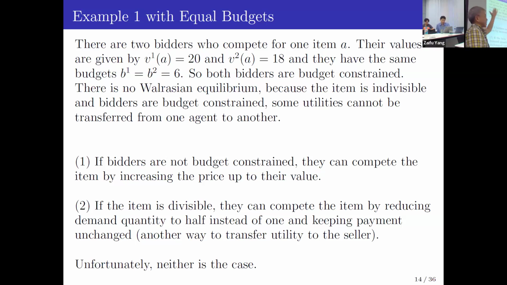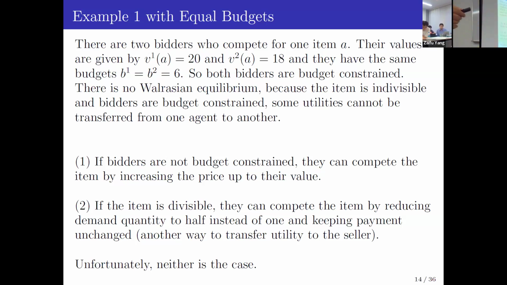In the other case, if the item is divisible, then each of us just gets half. Then we pay the same price, 6. It's an equilibrium. So here you see 2 factors play a role. One is indivisibility. The other one is budget constraints.